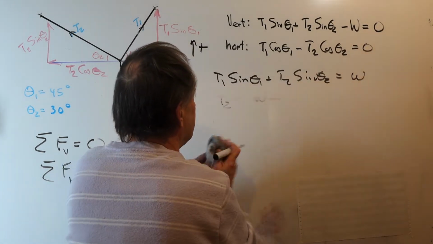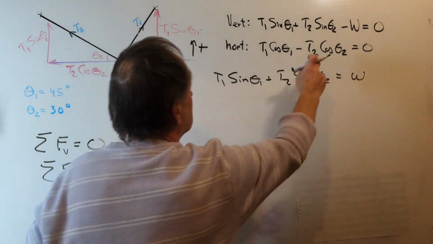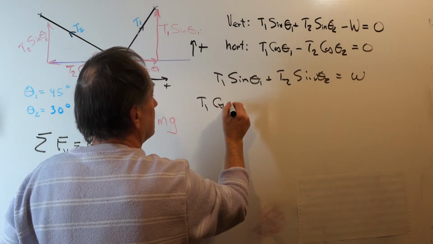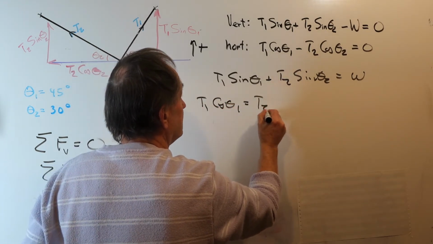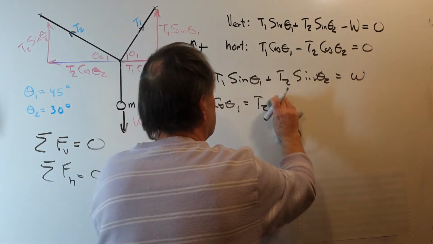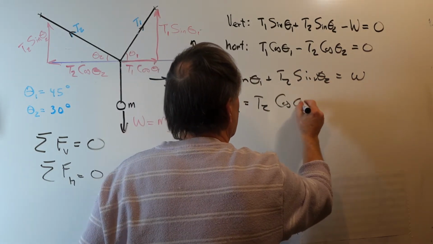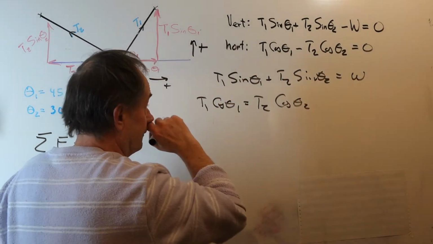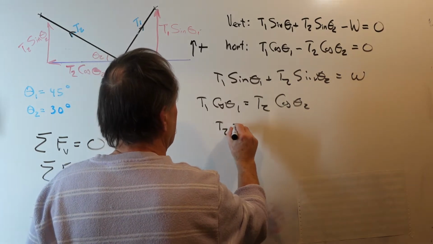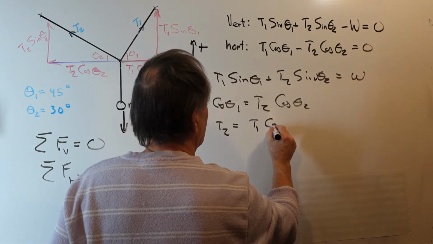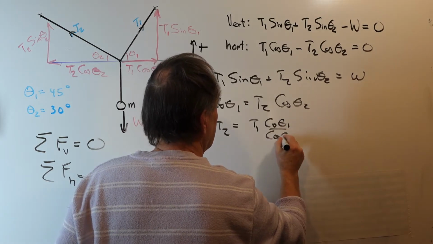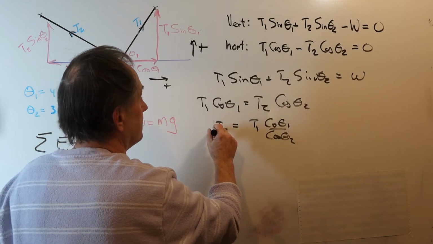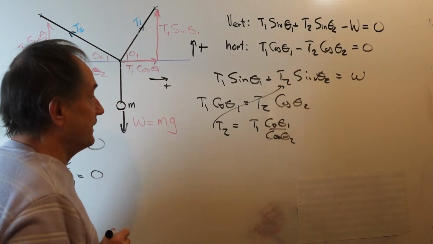Let's keep that equation there, and we'll solve for T2 in the horizontal equation. So we have T1 times the cosine of theta 1 is equal to T2 times the cosine of theta 2. Just moving T2 cosine theta 2 to the right hand side, T2 is equal to T1 cosine theta 1 over cosine theta 2. Now we'll put this into T2 in that equation.